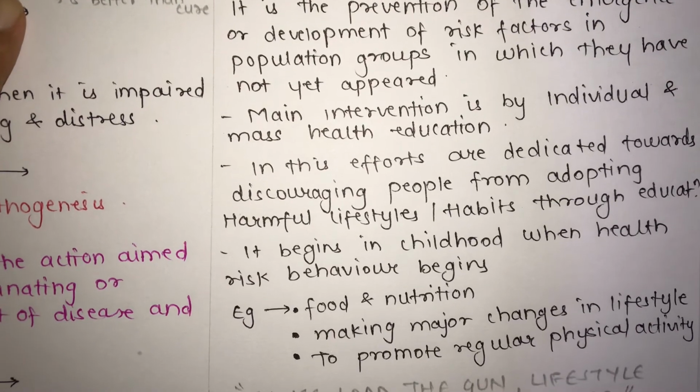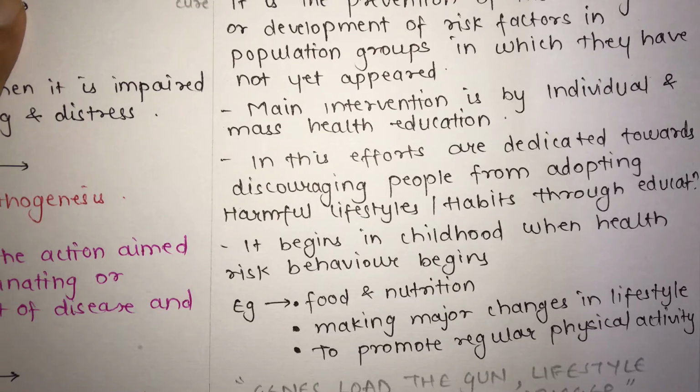The examples of primordial prevention can be food and nutrition, so you are promoting better food, good food and nutrition. Then there is making major changes in the lifestyle. If a person is educated, he starts doing exercises. So these are changes which he needs to make in the lifestyle. Then the next is to promote regular physical activity. That can be exercise, cycling, outdoor activities or anything.